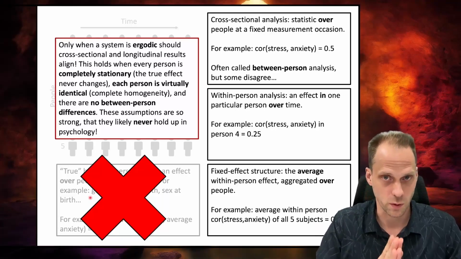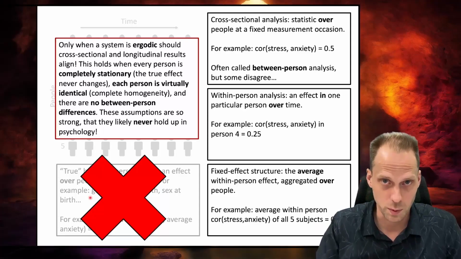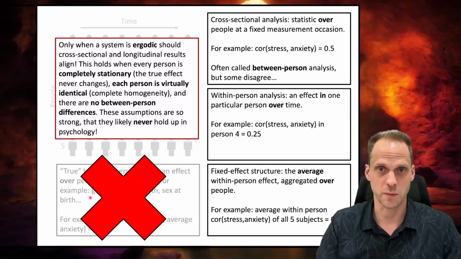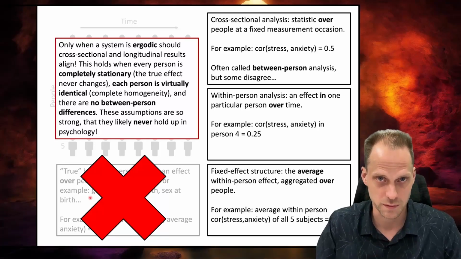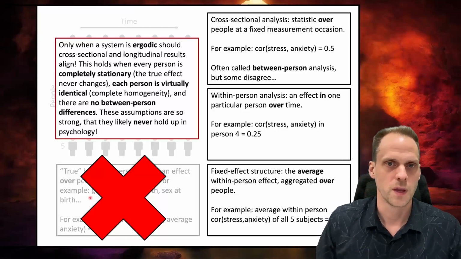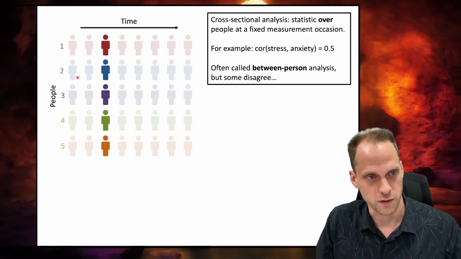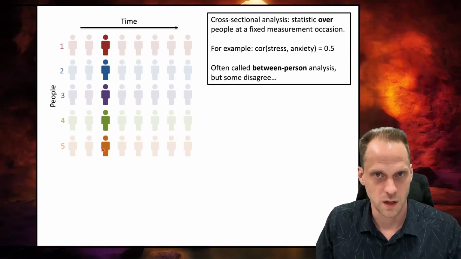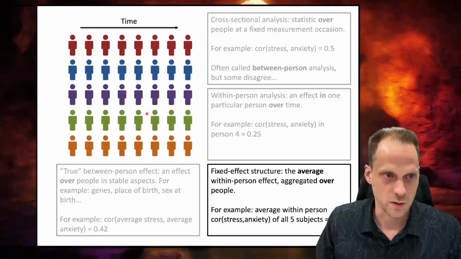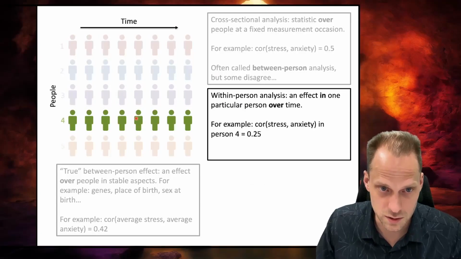This assumption never holds, because people differ in psychology, and we know people differ. The whole fundamental foundation of psychometrics is based on the idea that people differ. So this, we know, is not true. And that means that we cannot take a cross-sectional effect, so let's say this correlation 0.5, and generalize that to the within person level.